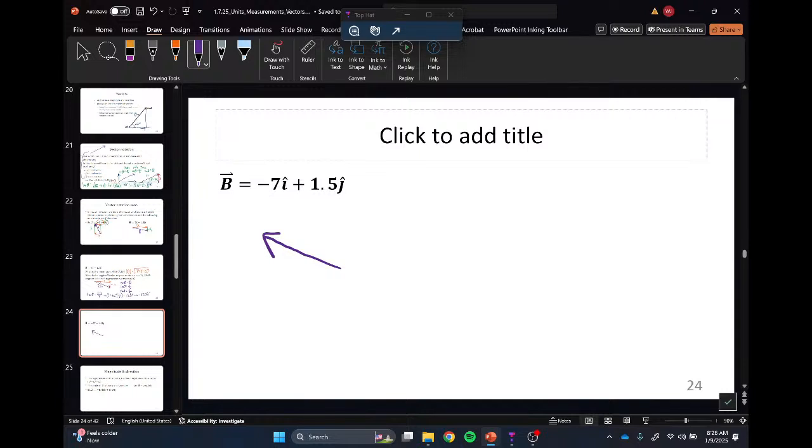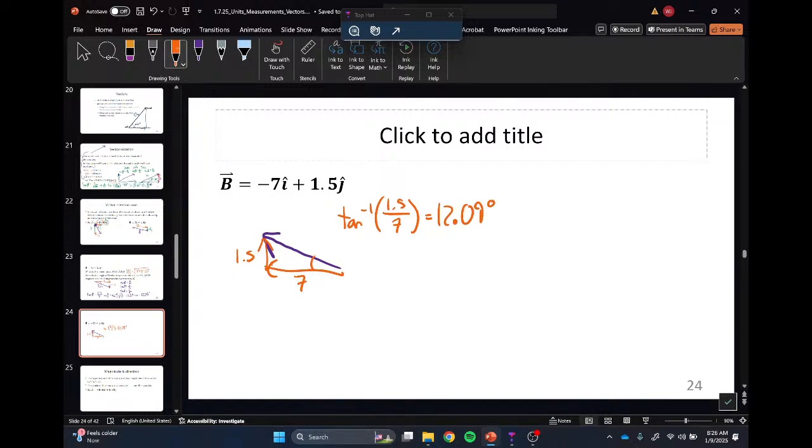There's my beautiful arrow. If I said, what is the angle of this with respect to the positive x-axis? Here's what's going to happen. We're going to do the same thing. This side is 7. This side is 1.5. We would do the tangent inverse of 1.5 over 7, and that's going to spit out 12.09.